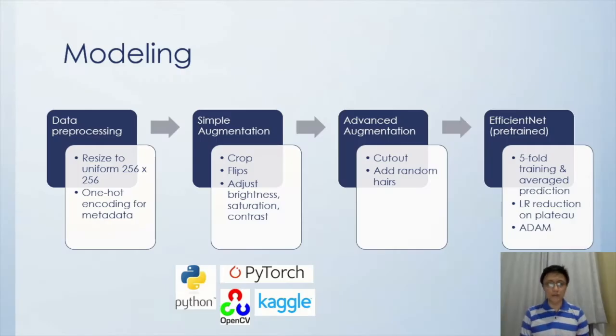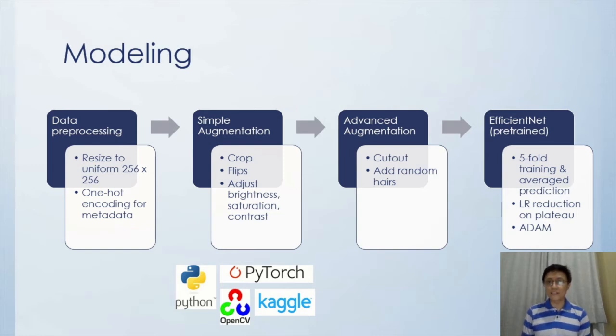This describes my modeling pipeline, where we first begin with our data pre-processing. We first resize our images to 256 by 256. And for our metadata features, we've just used one hot encoding. To increase the size of our dataset that is required by deep learning methods, we do simple augmentations: we do crops, we do random flips, horizontal and vertical. We also randomly adjust the brightness, saturation, and contrast of the images.